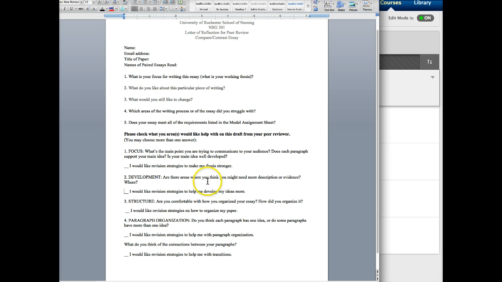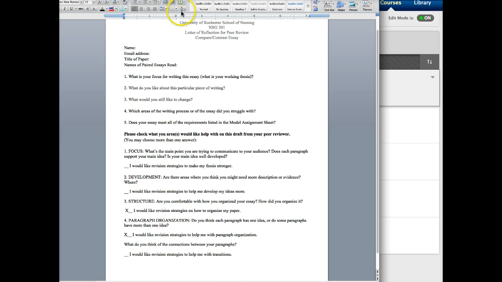Or you might decide, oh, I really did a good job with that, but my paragraphs just aren't what I think that they could be, so I'm going to come down here and check that. Or I might say, "Oh, I really do need help with both. I need help with my paragraphs and I need help with my development." Or you might say, "I think my development is good, but I'm not sure how I've organized the information if it works out well, so I'm going to check structure and paragraph organization."